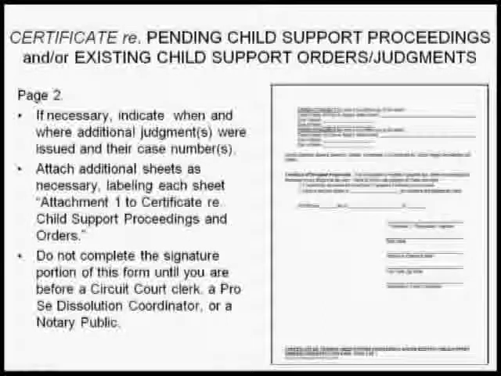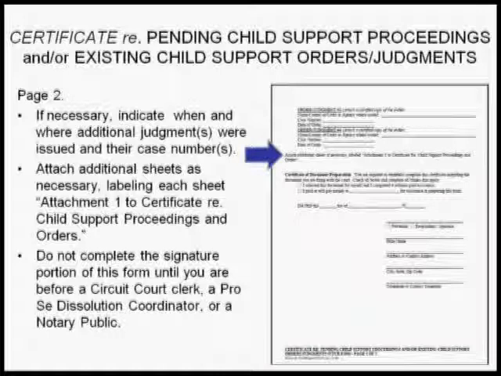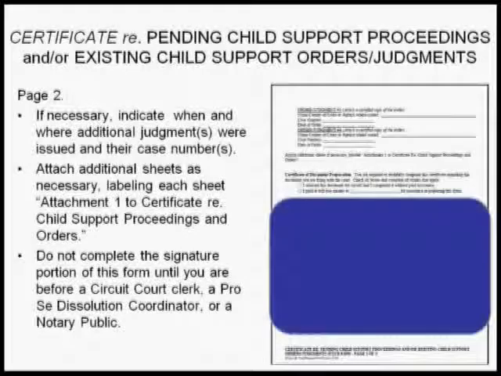Page 2. If necessary, indicate when and where additional judgments were issued and their case numbers. Attach additional sheets as necessary, labeling each sheet Attachment 1 to Certificate regarding child support proceedings and orders. Do not complete the signature portion of this form until you are before a circuit court clerk, a pro se dissolution coordinator, or a notary public.